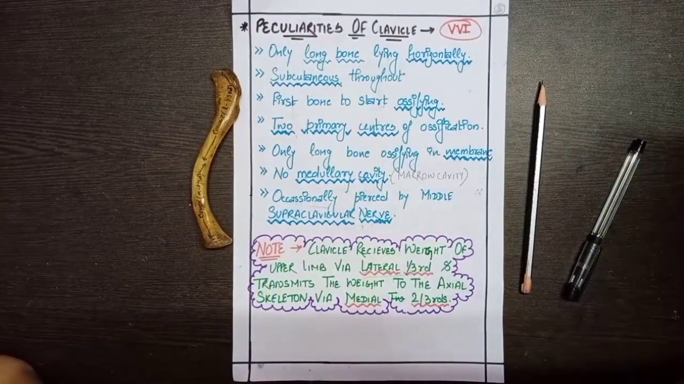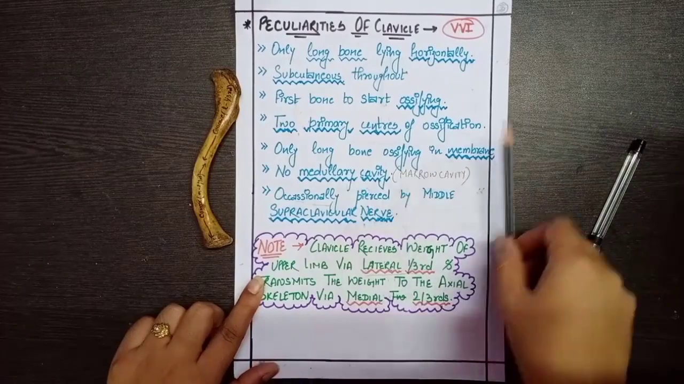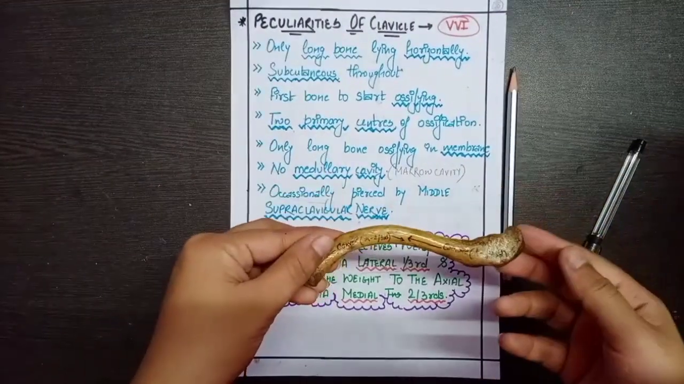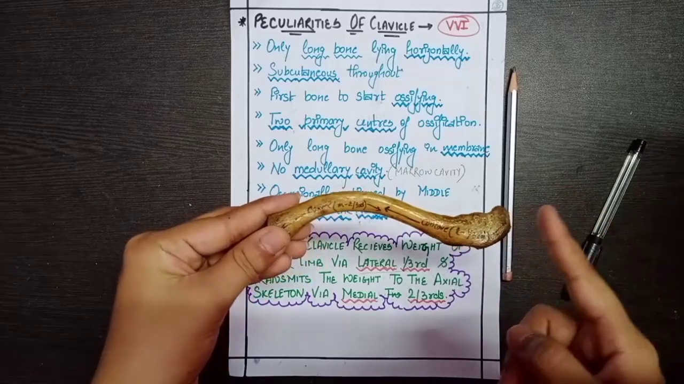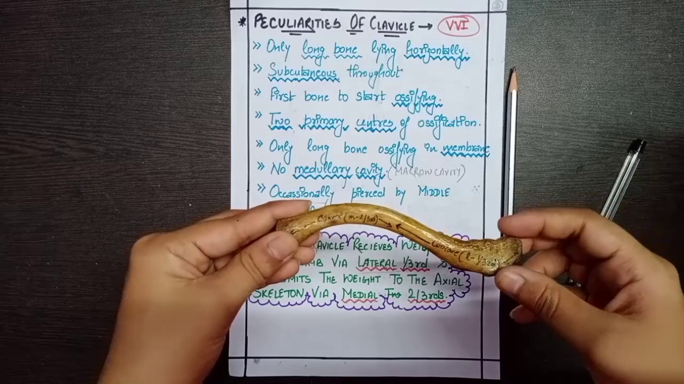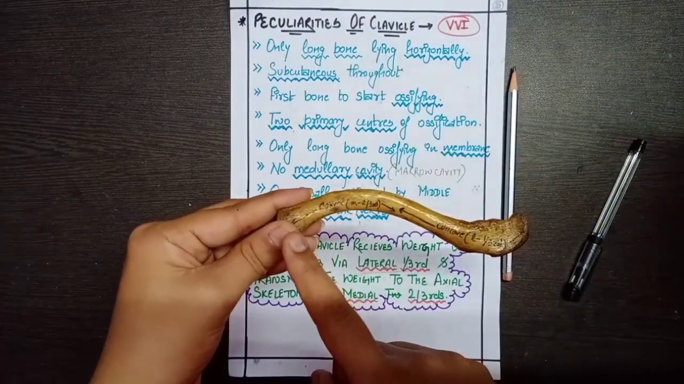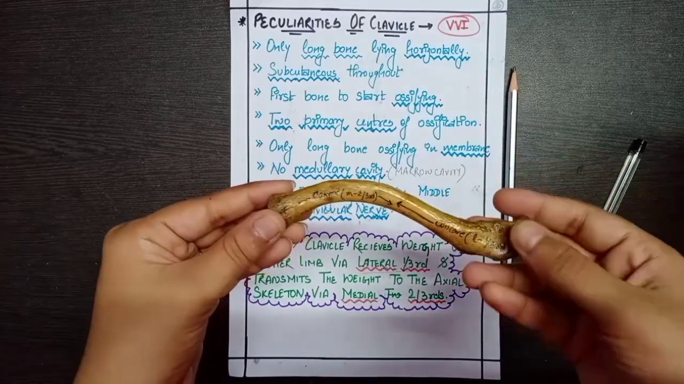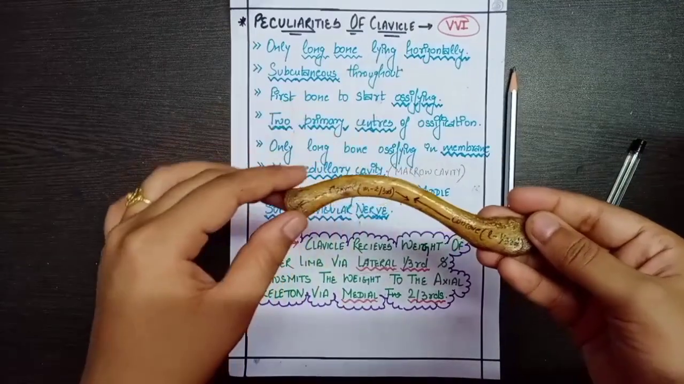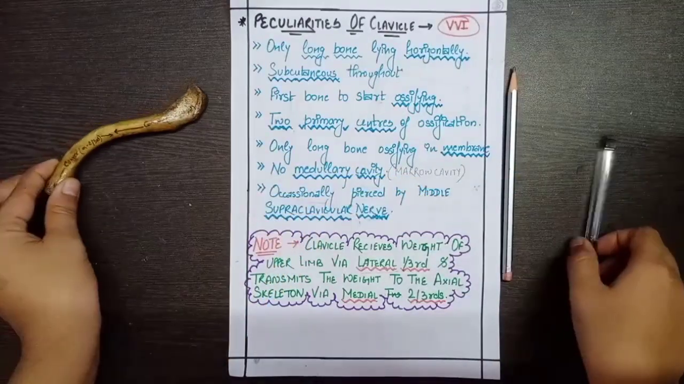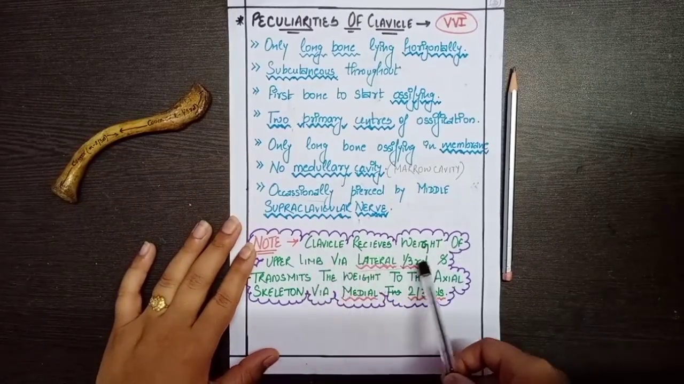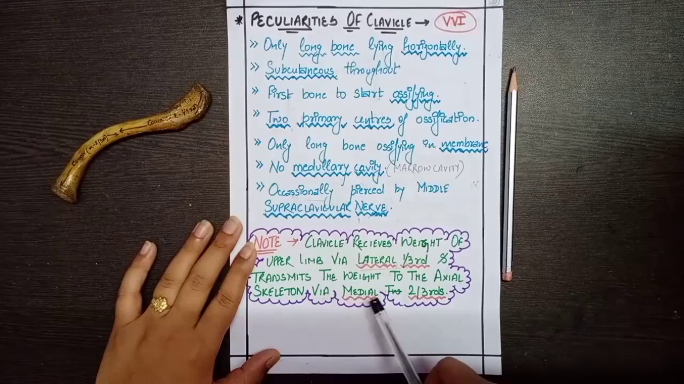Now I told you that the upper limb weight is being transmitted to the body through the clavicle, right? I'll explain that now. I told you clavicle has a lateral end forming the acromioclavicular joint, and medially it forms the sternoclavicular joint. Through the lateral 1/3, it takes up the weight of the upper limb and transmits it to the axial skeleton through the medial 2/3 via your sternoclavicular joint. That is what is written: clavicle receives weight of upper limb via lateral 1/3 and transmits the weight to the axial skeleton via medial 2/3.